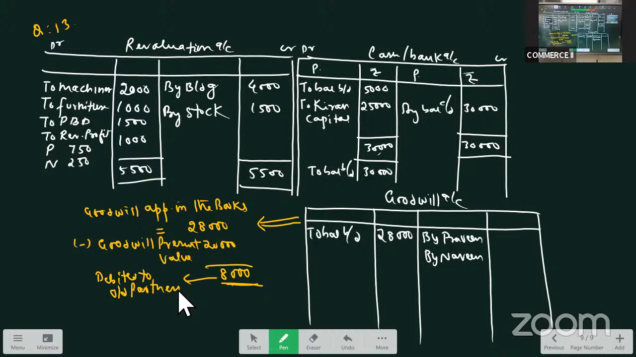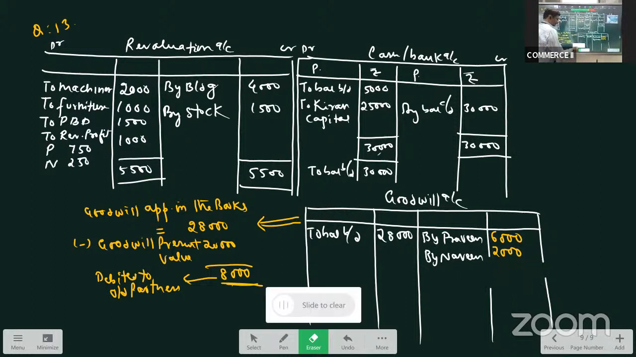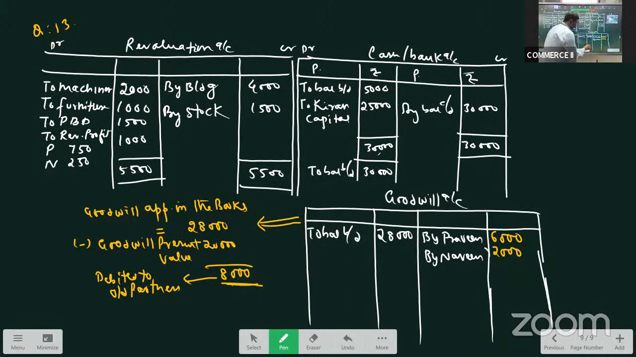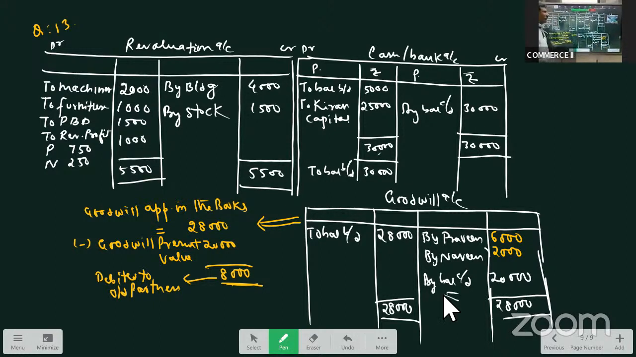What is the ratio? 3:1. So 3/4 and 1/4. Naveen will get 3/4. 4 2s are 8, so 6,000 and 2,000. Okay, 6,000, 2,000. So what will be the balancing figure? 28,000 by balance carried down 20,000. So tell me now, at what value will it appear in the balance sheet? It will appear at 20,000.